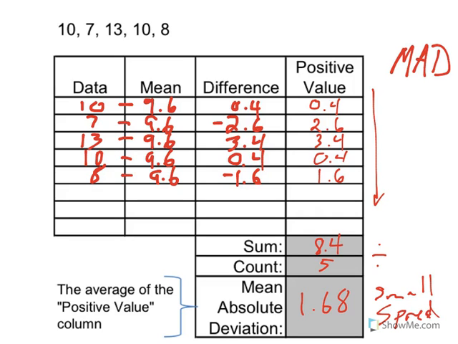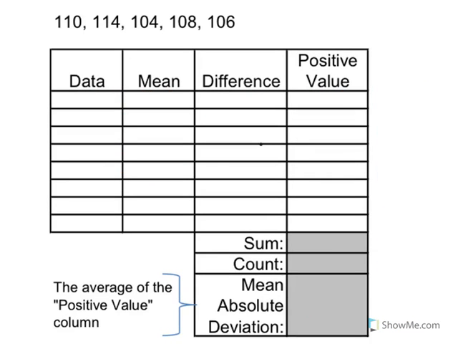And this process will be done each time the exact same way. Again, you will not always have the table to go by, but you'll always list your data, find the mean, take the difference of your data from the mean, make it positive, add those up, and divide it by how many you have. That will give you your MAD. Let's try another one together.